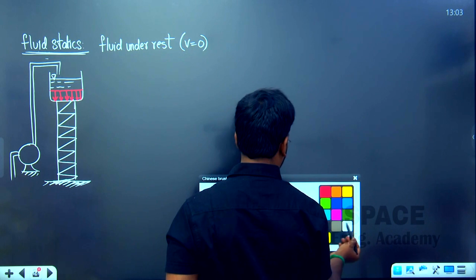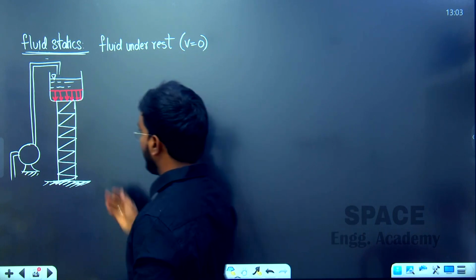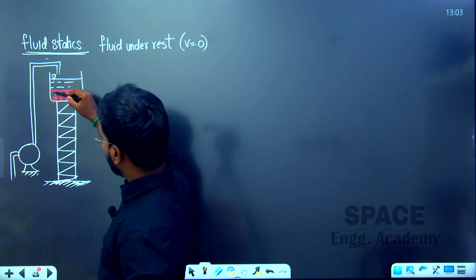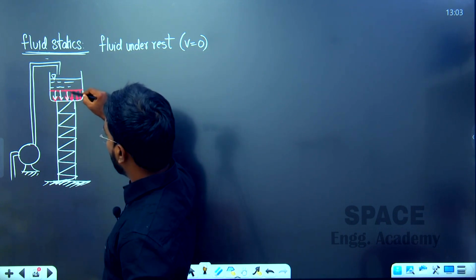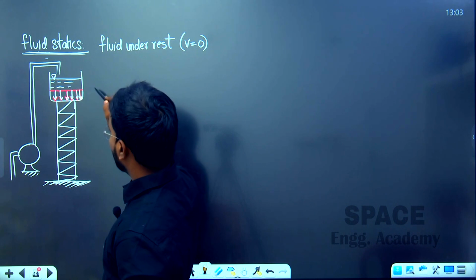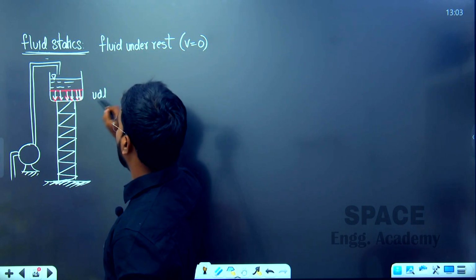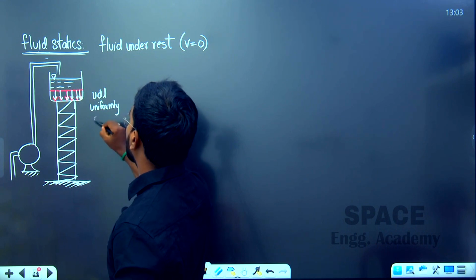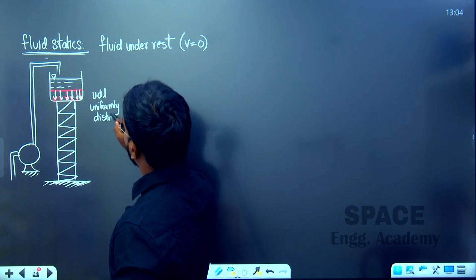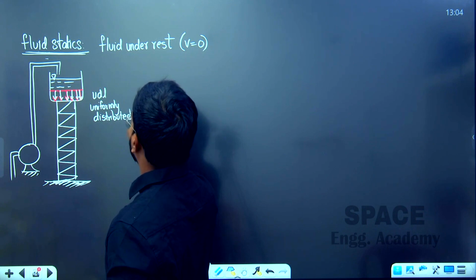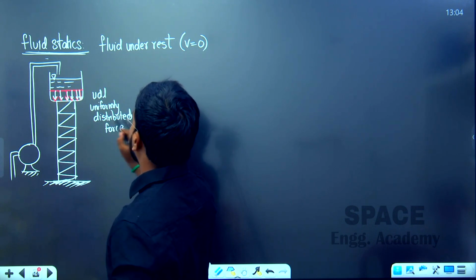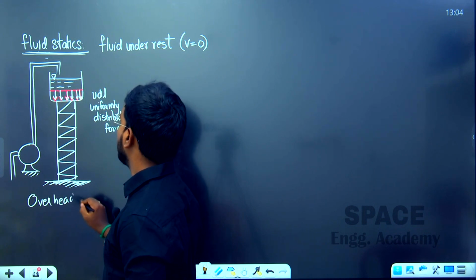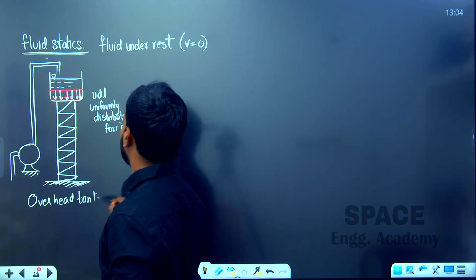So what is the example number 1 that we have discussed? A flat surface will be subjected to which type of force? This force is a uniformly distributed force. It's called UDL, uniformly distributed load. Okay, so example number 1 is the overhead tank. This we need to discuss here.